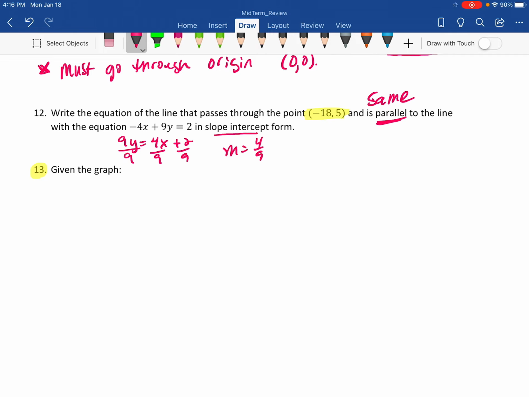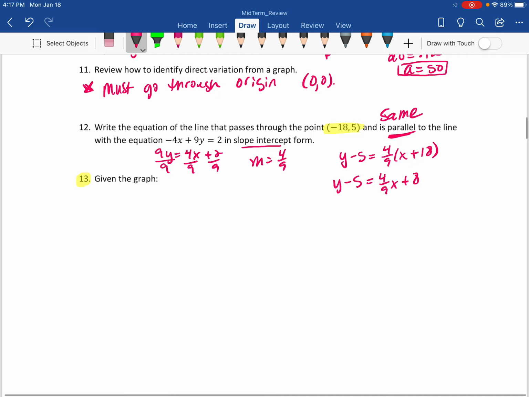So we're going to use that slope and this point in point-slope form. So y minus 5 is equal to 4/9 times (x plus 18). This is going to become y minus 5 is equal to 4/9 x. 18 divided by 9 gives me 2. 2 times 4 gives me positive 8. We're going to add 5 to both sides. 8 plus 5 is going to give me 13. So our equation is going to be y is equal to 4/9 x plus 13.